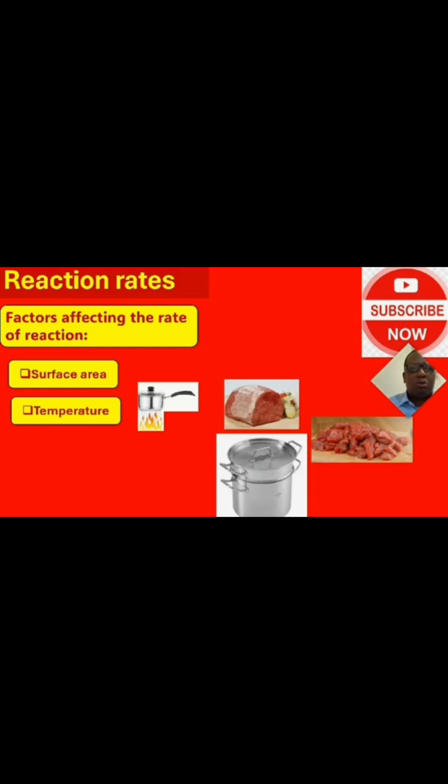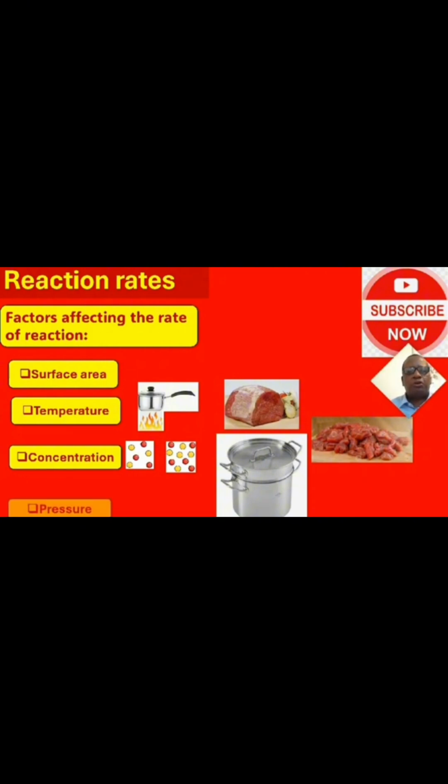The next thing that we want to look at is concentration. If I'm reacting those two reactants, you can see we've got 3 particles of each. If I increase the concentration, then that means that there will be a higher frequency of collision and your reaction will happen faster. And the last one we want to look at today is pressure.